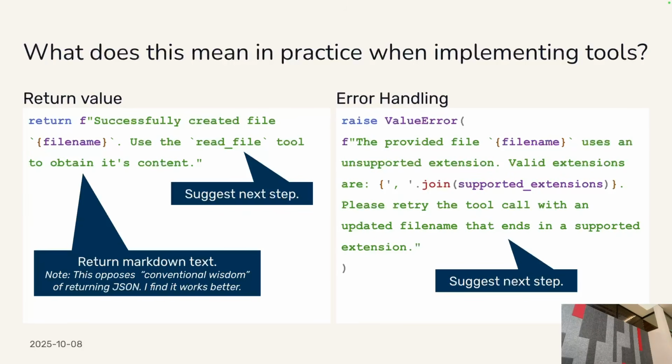And the same for error values. First of all, provide a descriptive error message. Don't just say, the provided file name uses an unsupported extension. For developers, that's fine. They usually have the documentation open on another screen anyway. They will just look over at the documentation and see what file types are supported. The LLM doesn't do that, so you need to give it the list directly. And then also, if you can, suggest the next thing to do.